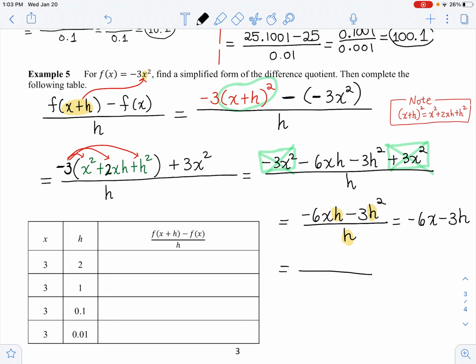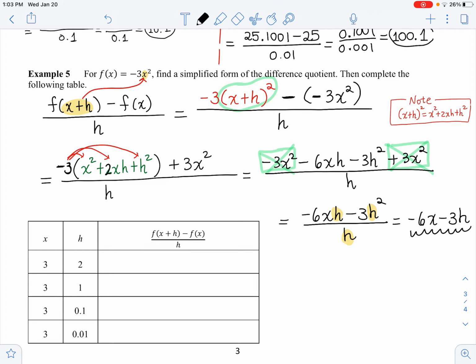If you want to factor out the h on the numerator and then cross out that h, that's okay too. That's what I just did. It is the same thing. So as long as you take away one of the h's from both of the terms in the numerator, we simplify this difference quotient. So this is the simplified difference quotient.